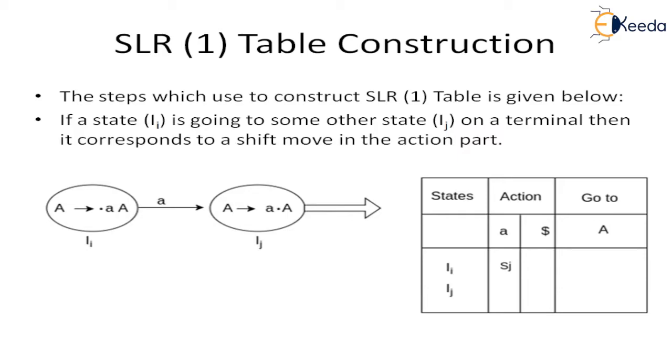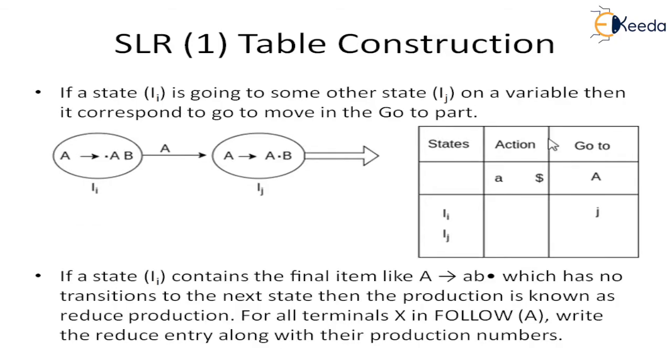There are two states Ii and Ij. The action is to replace it by A or Sj. The second state is Sj, with the dollar sign and goto with the non-terminal A. If the state Ii is going to some other state Ij on a variable, then it corresponds to a goto move in the goto part.